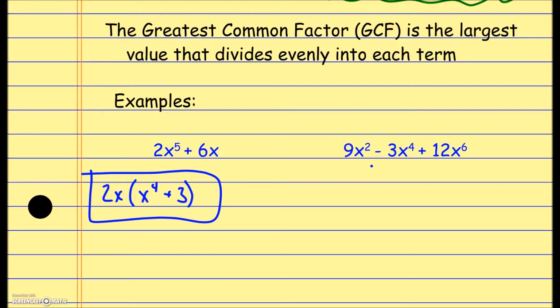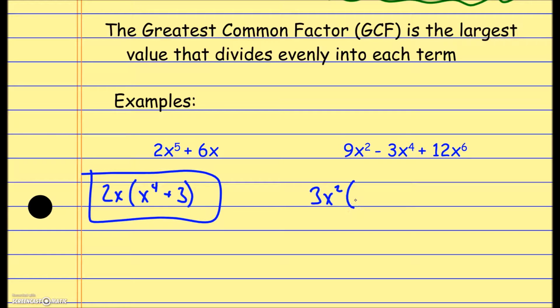When I look at this next one, again I'm factoring out the greatest common factor, so I'm looking for the largest thing that divides evenly into each of these. As I look at the numbers, the largest number that I can divide out evenly is a 3. When I look at x squared, x to the 4th, and x to the 6th, the most x's I could take out of all three of these would be x to the 2nd, because they each have at least 2. And now I'm just going to divide that thing out.